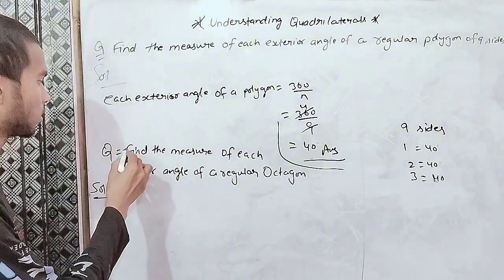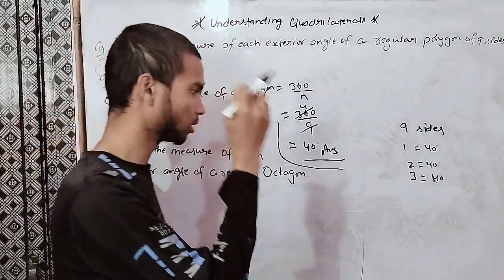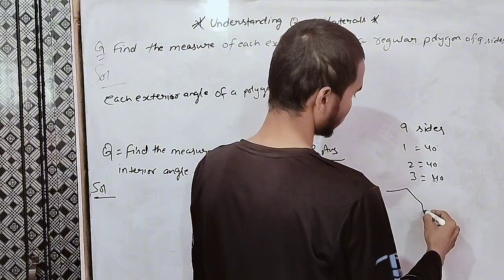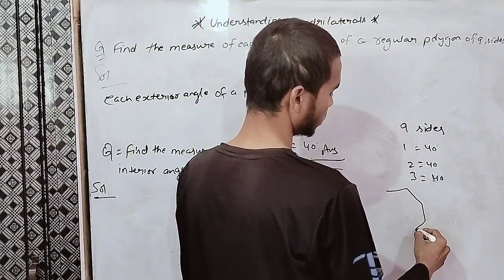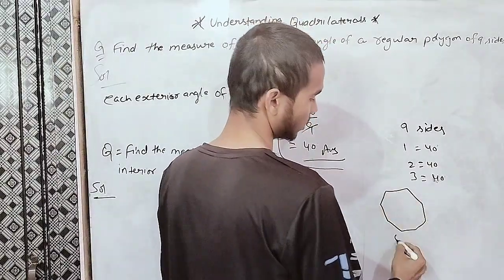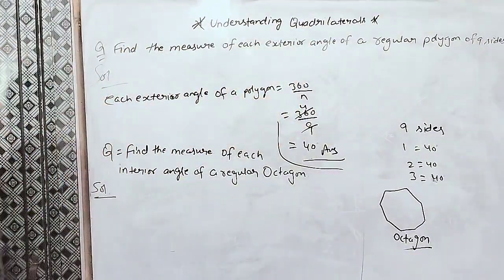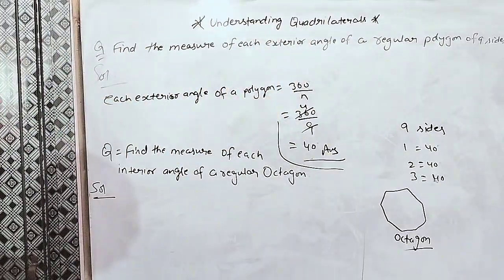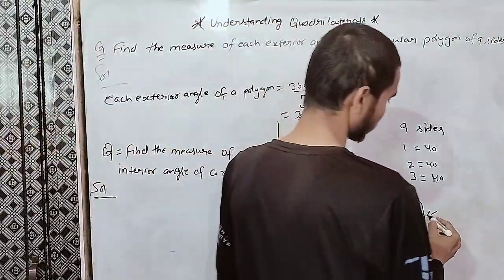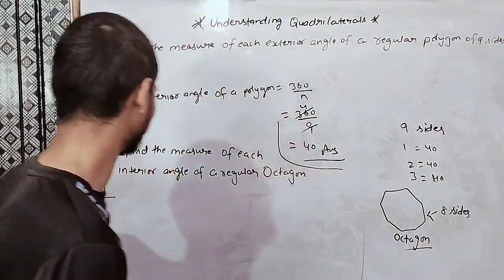Let's solve it. Find the measure of each interior angle of an octagon. We have an octagon. We can also draw a figure. 1 side, 2 side, 3 side, 4 side, 5 side, 6, 7, 8. This is the diagram of an octagon. An octagon has 8 sides.